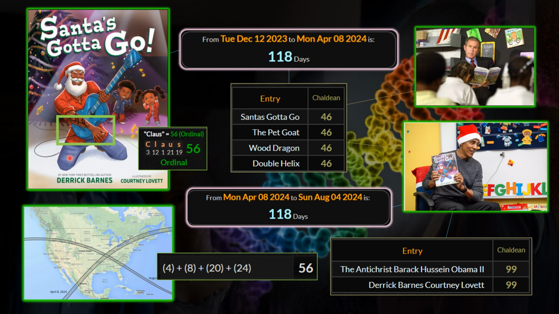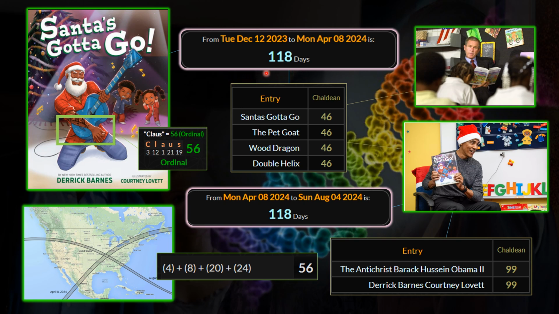You can see the X pattern here matching the upcoming April 8th eclipse, which will make an X pattern over the United States centered over St. Louis. And we see here that from Tuesday, December 12th, 2023 to Monday, April 8th, 2024, the date of the second eclipse that will complete the X, is 118 days.